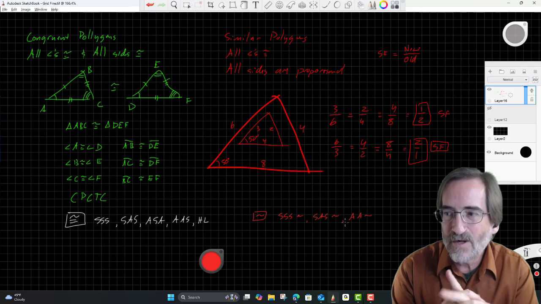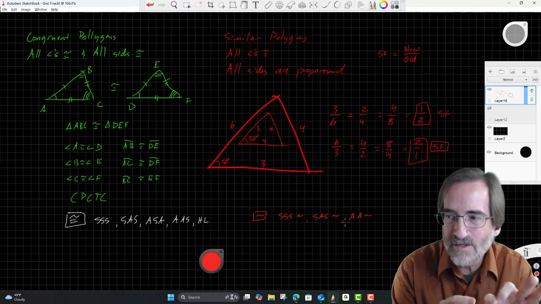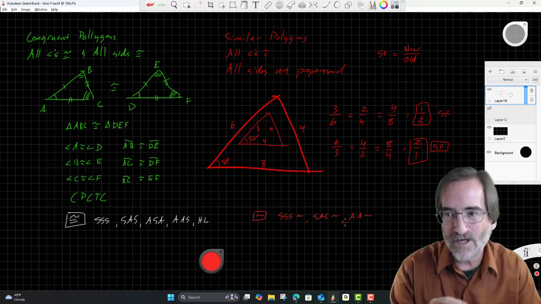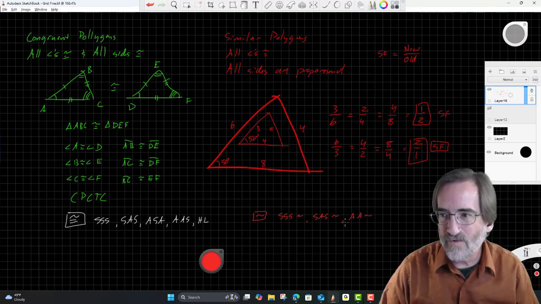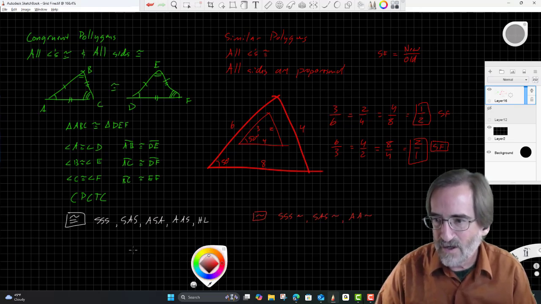So these are the triangle similarity postulates: side, side, side; side, angle, side; angle, angle. And we designate these as similarity postulates or theorems by putting the tilde, or the similar sign, next to it. Let me review just a little bit where the congruence and similarity symbols come from.